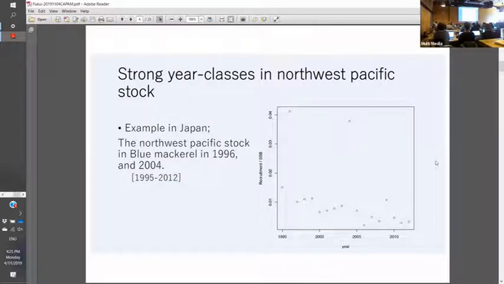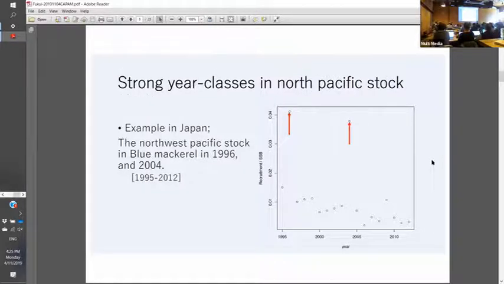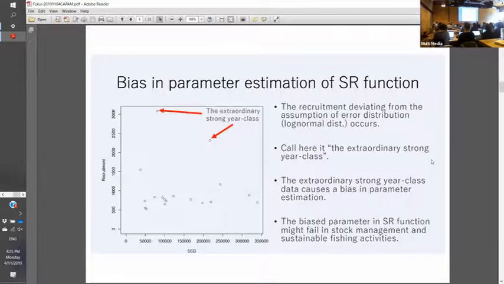Another example is blue macro, for which strong year classes occurred in 1996 and 2004. So this is a problem when estimating the stock recruitment function's parameters. The problem is bias. If we have a larger recruitment value, the growth rate is sometimes biased to the larger side.